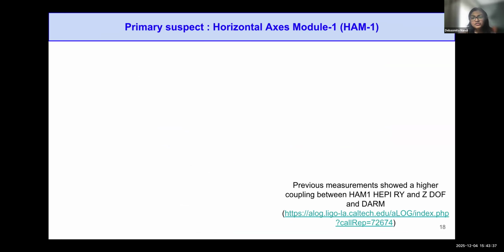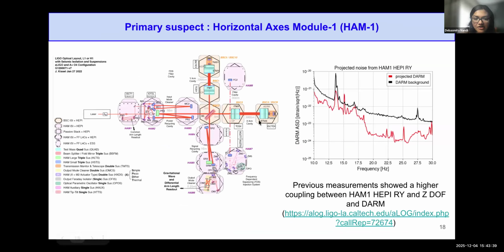And for the source, this is an optical layout of the detector, and we suspect this chamber here. This is where the laser is coming from. Then we have these vacuum chambers, and this is the beam splitter, and these are the two arms. And we suspected this particular vacuum chamber here, which is just next to the pre-stabilized laser system. And from measurements we knew that this chamber couples pretty strongly with the DARM.